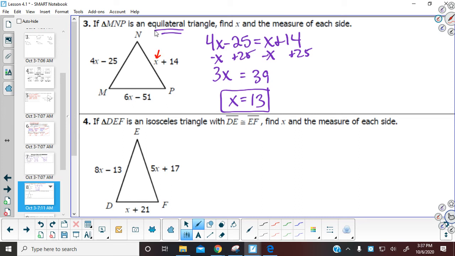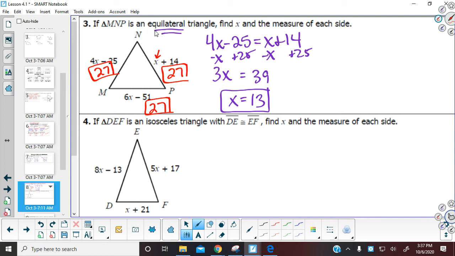So when we plug in 13, we get 27. When we plug in 13 here, we get 6 times 13 minus 51, which again is 27. So far everything is checked. When we plug it in here, this is also 27.